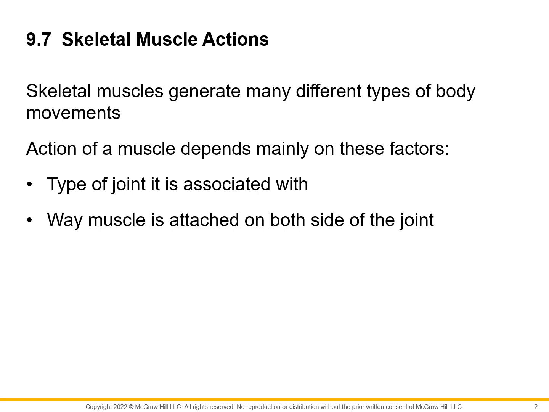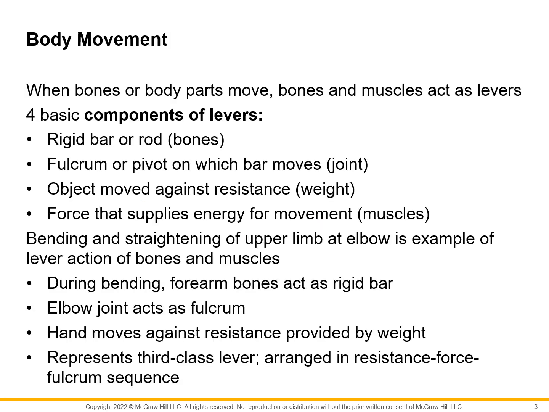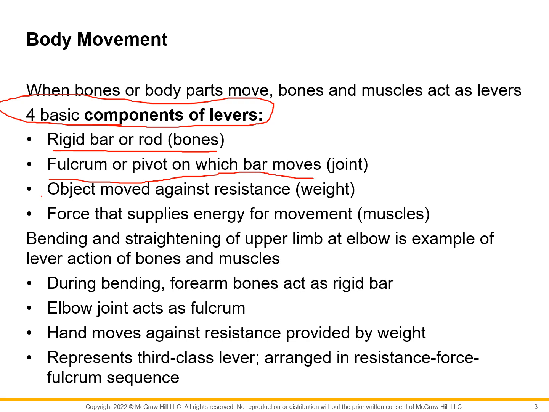The action of the muscle depends mainly on the type of joint it's associated with or the way the muscle is attached to the joint on either side. Now, the way they work is, in physics, they would be considered this type of balancing act with bones as levers. So we have a rigid bar or rod, which is the bone. We have a pivot point or fulcrum, which is the joint. We have something that needs to be moved, which provides resistance, and the force that supplies the energy for the movement is the muscles. Right?